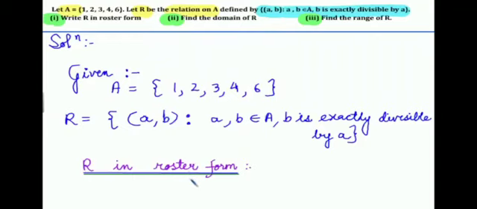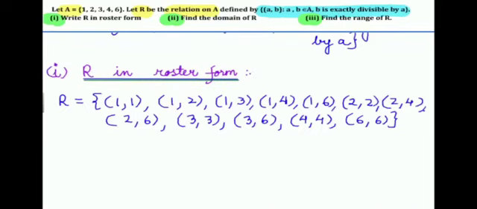So relation in roster form is equal to (1, 1), (1, 2), (1, 3), (1, 4) and (1, 6). All are divisible by 1. Now (2, 2), (2, 4) and (2, 6) are the only ones where b is divisible by a, and (3, 3), (3, 6), (4, 4) and (6, 6). So this is your answer in roster form because b is divisible by a.